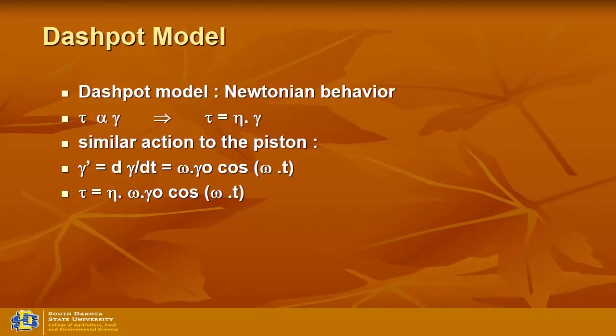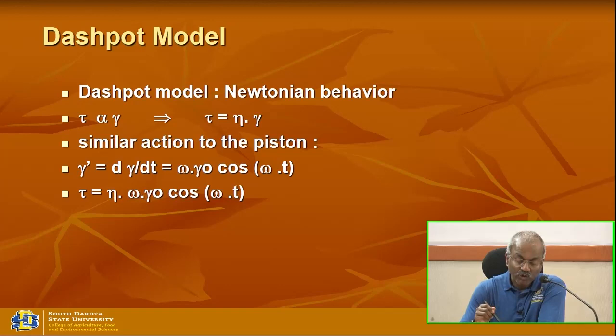The other one is the dashpot model. It is a Newtonian behavior. So, Newtonian behavior only we can assume here, and again stress is a function of strain, and because of the dashpot model, the constant here is the viscosity. Similar action to the piston.